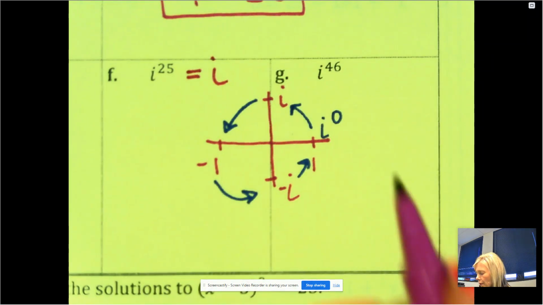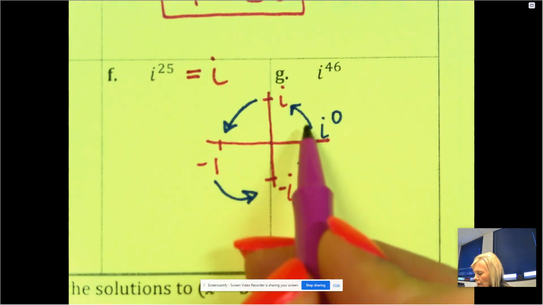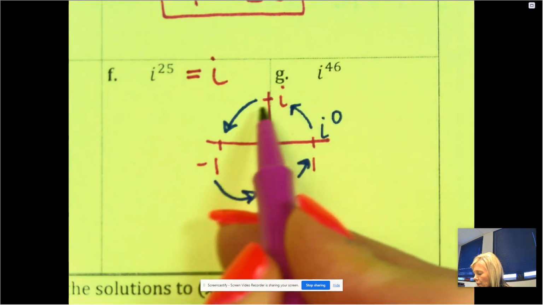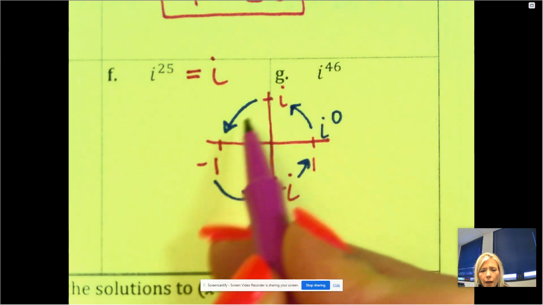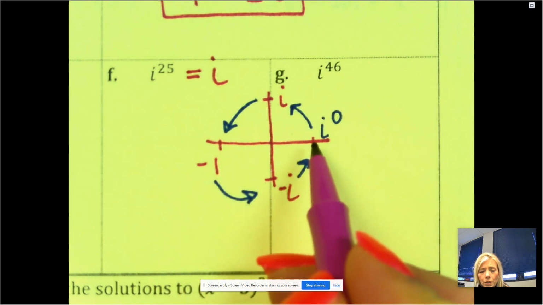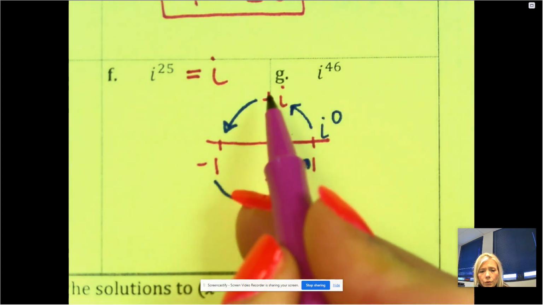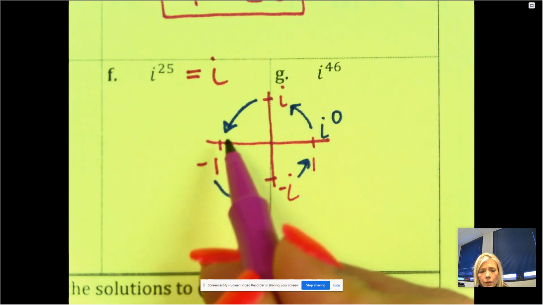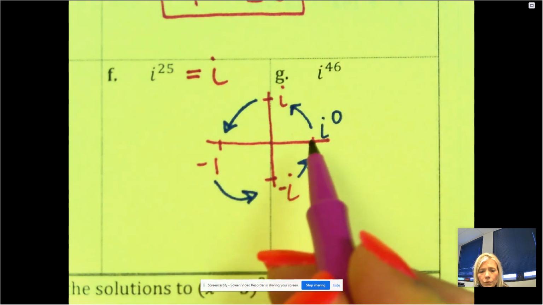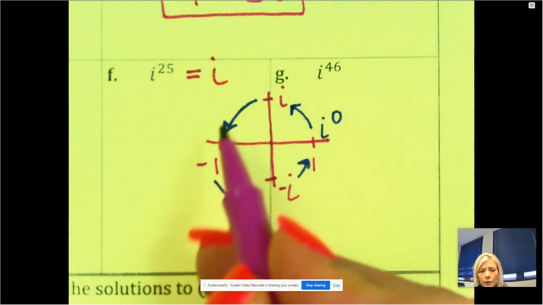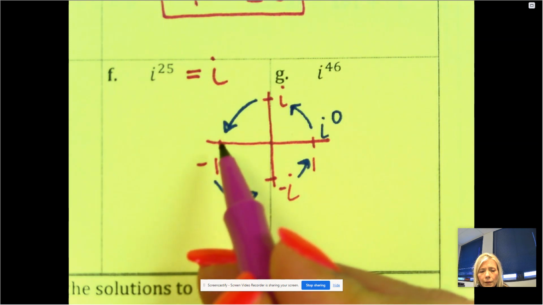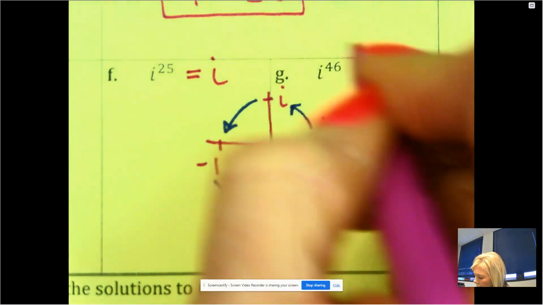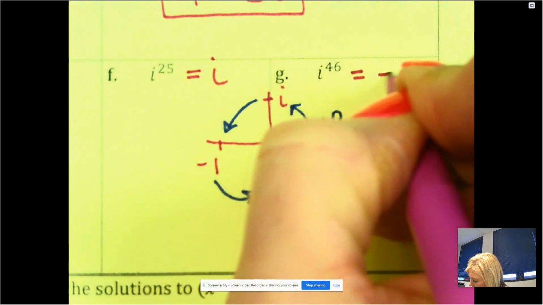For i to the 46th, again, i to the 40th would be 10 full laps. So 40 would stop there. 41, 42, 43, 44, 45, 46 would land right there. So i to the 46th is equal to negative 1.